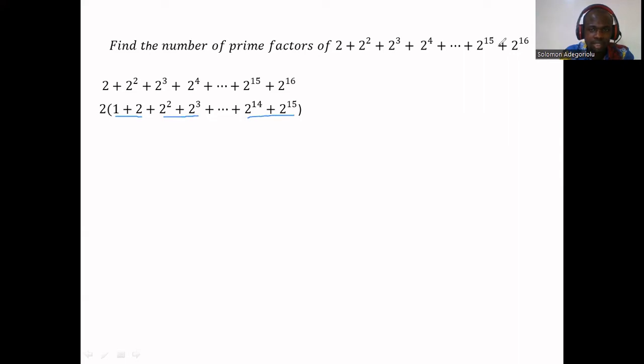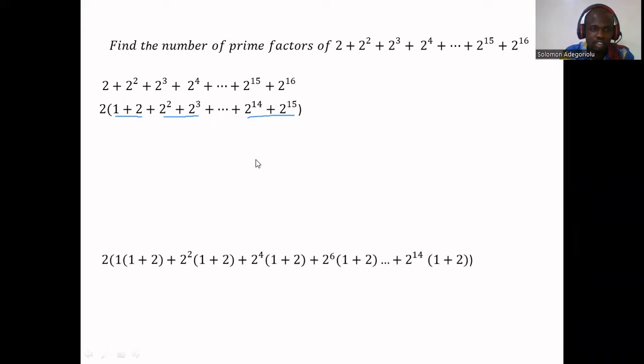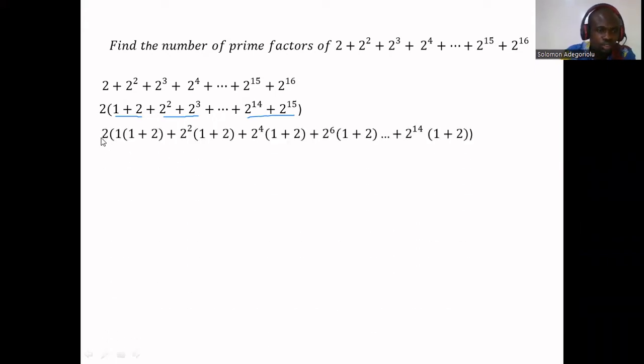Doing this now, I can find the common factor between 1 and 2 here, 2 raised to power 2 and 2 raised to power 3, up to 2 raised to power 14 and 2 raised to power 15. Finding the common factor will lead to this: 2 into bracket. What is common here? We have 1. 1 is common into bracket 1 plus 2. If you open this bracket with 1, you're going to get this back. Coming over here, 2 raised to power 2 is a common factor. When you factorize this, you have 1 plus 2.